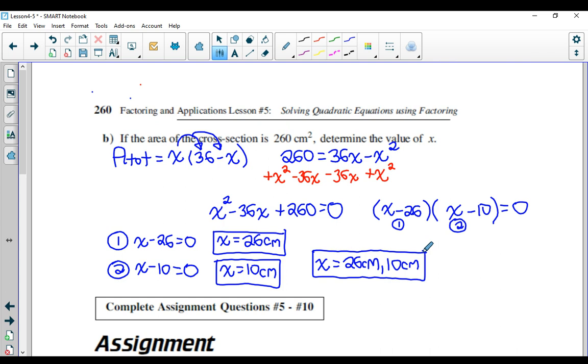Okay, so you can finish this lesson off by completing, in addition to the problems I've assigned before, this would start on page 262. Do numbers 5 and then 7 through 10. And I'll talk to you in the next slide.